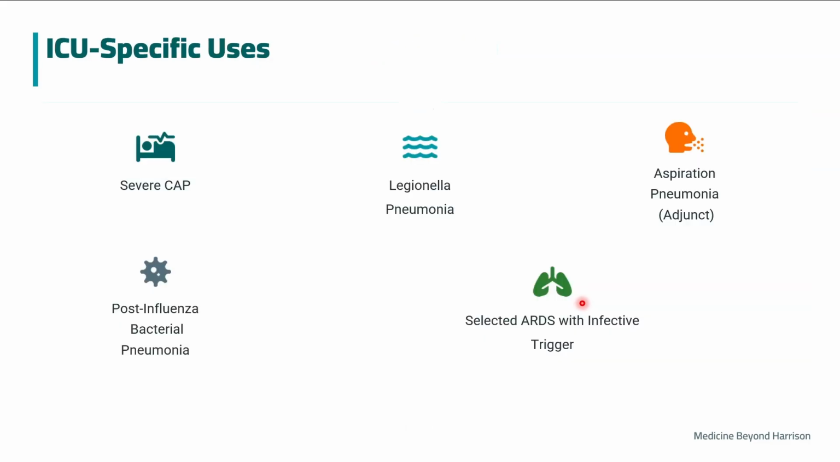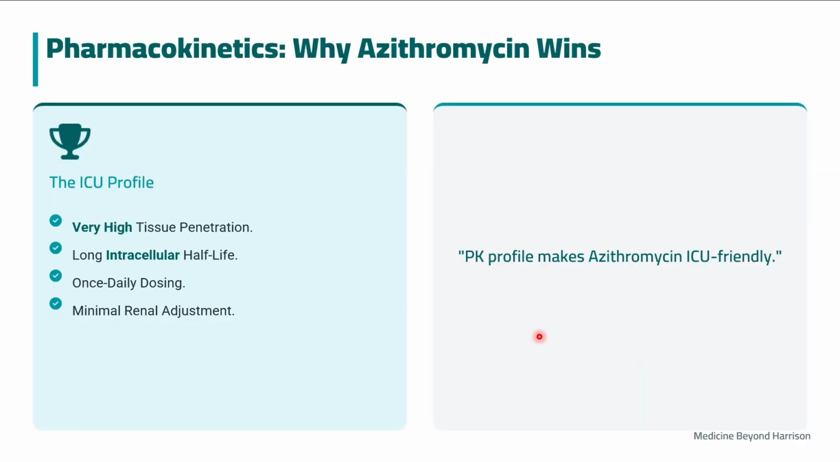In the ICU also, we use azithromycin or clarithromycin in specific use cases such as severe community-acquired pneumonia, post-influenza bacterial pneumonia, Legionella, aspiration pneumonia, and select ARDS with infected triggers. Now the pharmacokinetics, why azithromycin wins the race: very high tissue penetration, very long intracellular half-life, highly preferred once daily dosing, and minimal renal adjustment is required. These four features make azithromycin the most pharmacokinetically friendly and ICU-friendly molecule.